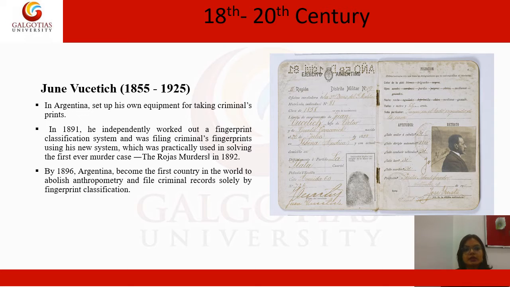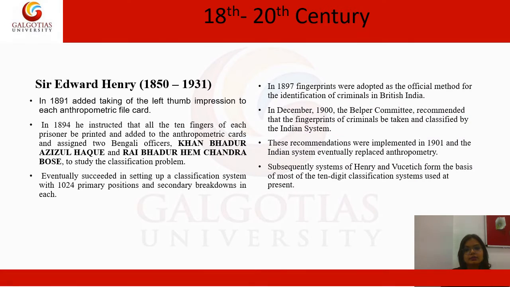Finally, there is Juan Vucetich. He was from Argentina. He set up his own equipment for taking criminals' prints in Argentina. In 1891, he independently worked out a fingerprint classification system and filed criminals' fingerprints using his new system, which was practically used in solving the first ever murder case, known as Rojas's murder, in 1892. By 1896, Argentina became the first country in the world to abolish anthropometry and file criminal records solely by fingerprint classification. Sir Edward Henry was another pioneer in the field of fingerprints.